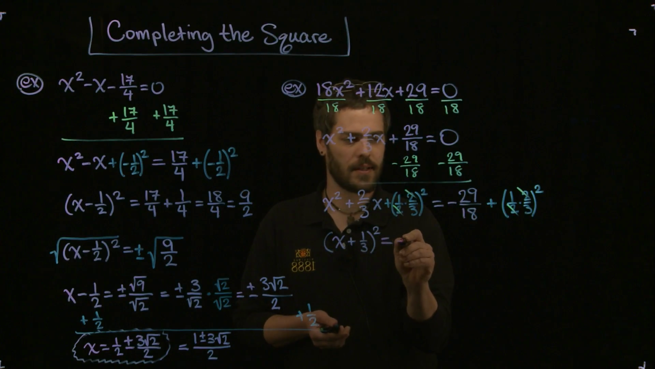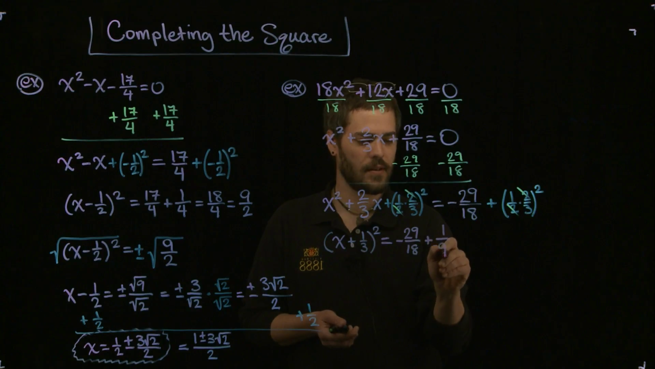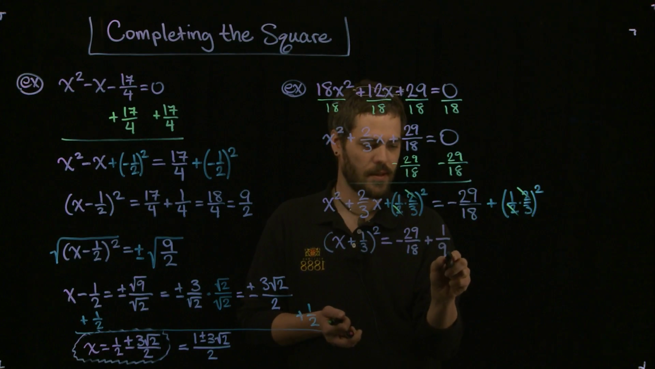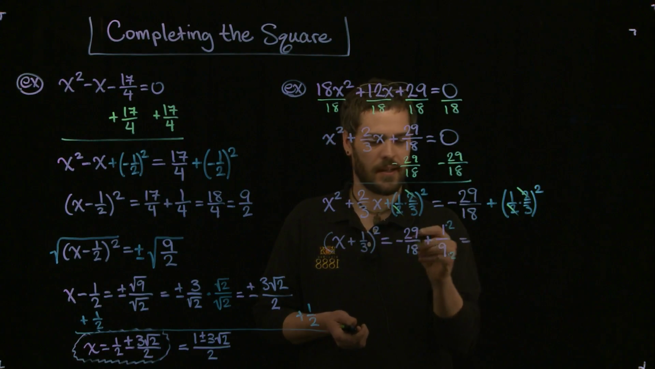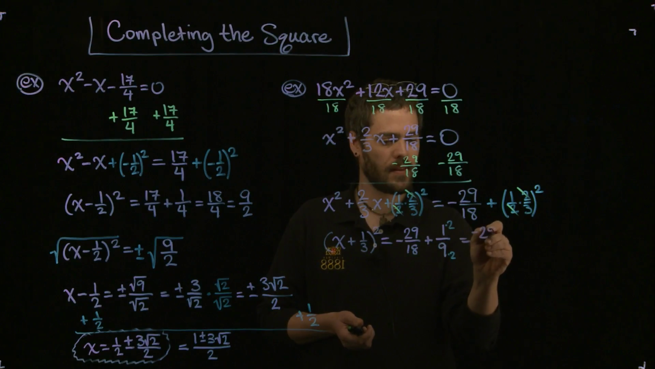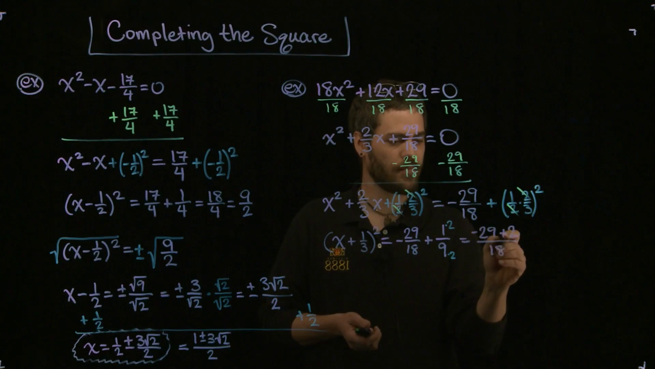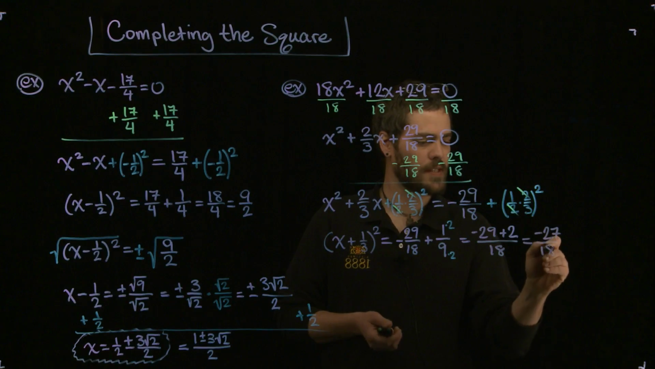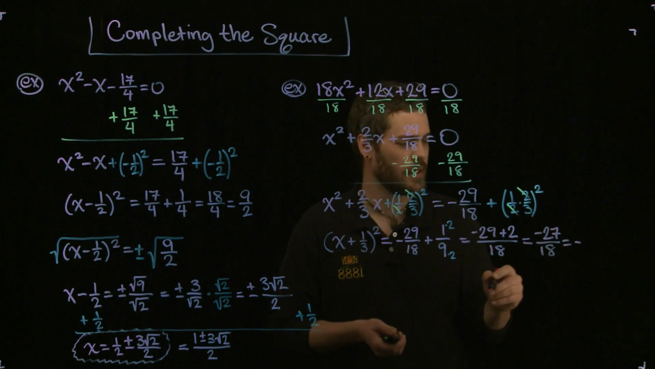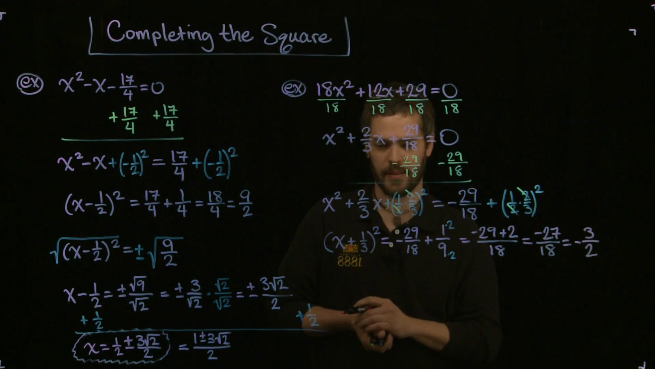Let's see what this comes out to. Negative 29 over 18 plus 1/3 squared gives me 1/9. Okay, I'm going to get a common denominator here by multiplying the top and the bottom by 2 so that I can combine these guys. This would give me negative 29 plus 2 over 18, the common denominator. Negative 29 plus 2 is negative 27. That's over 18, and I can reduce that to negative 3/2, reducing both the top and the bottom by 9.